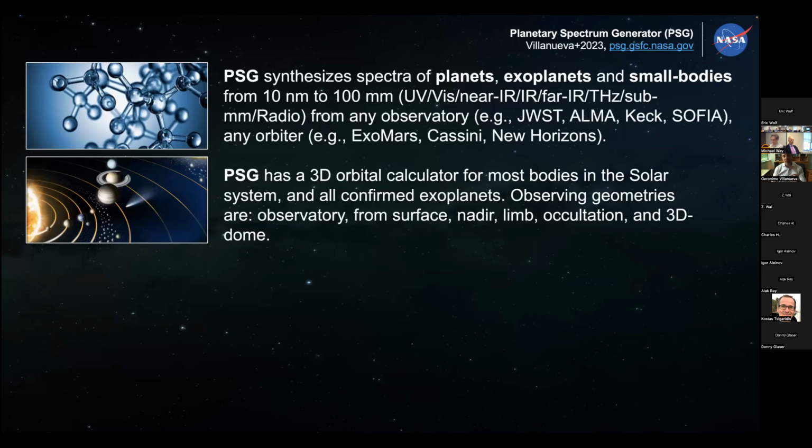You can also put the planet at specific locations in the solar system, or not in the solar system, as an exoplanet, and then see how it looks from afar. You can even do simulations of a limb observation. You can also model that in a direct fashion.